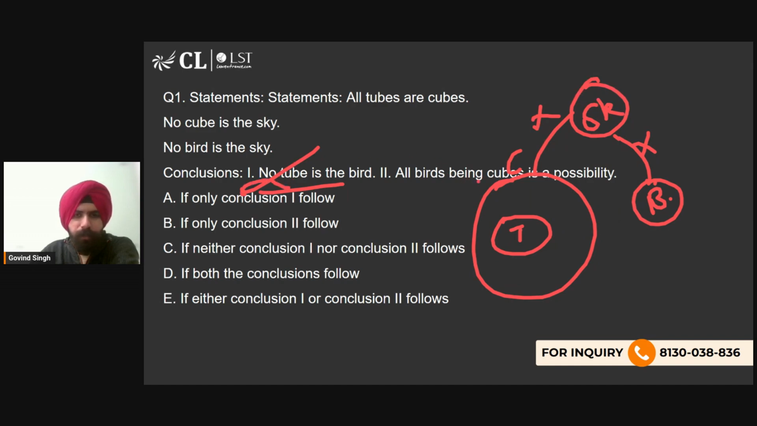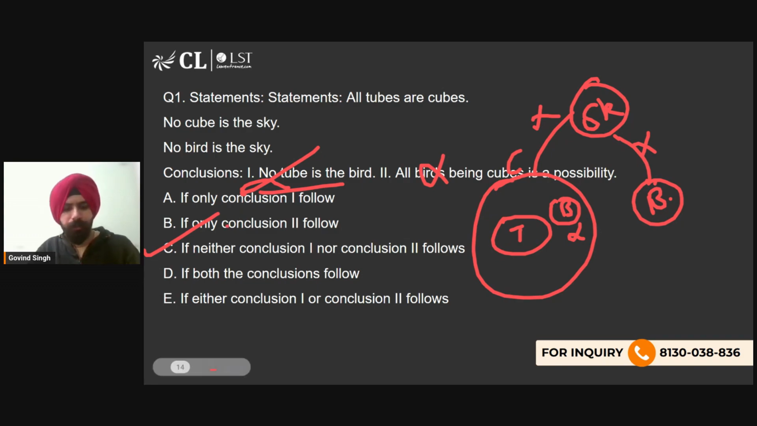All birds being cubes is a possibility. All birds being cubes is not a possibility because birds cannot overlap with the sky and cubes cannot overlap with sky. So your birds cannot come here. It cannot be a possibility. All birds being cube is not a possibility. So none of them follow, which means option number C becomes the correct answer.